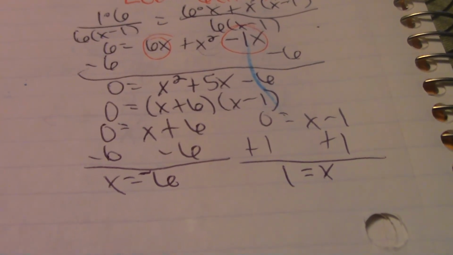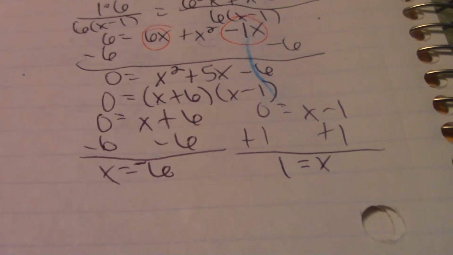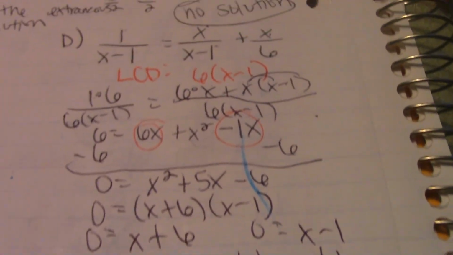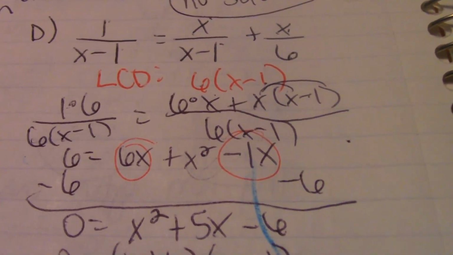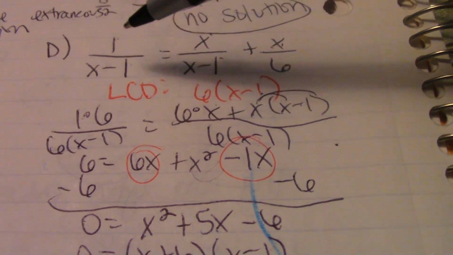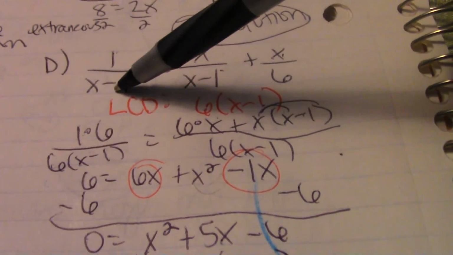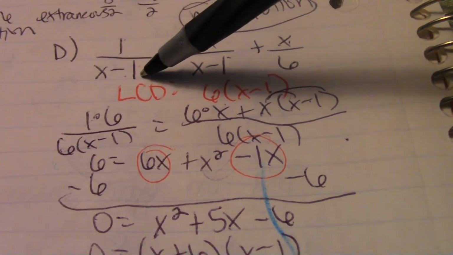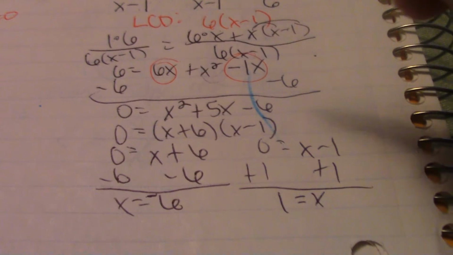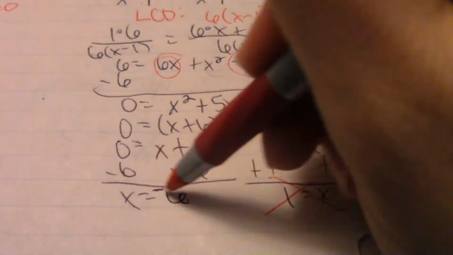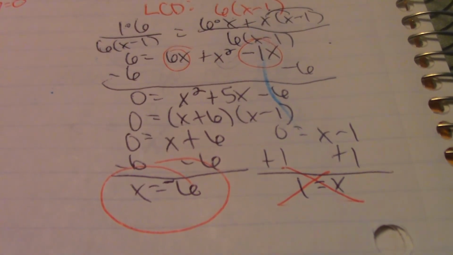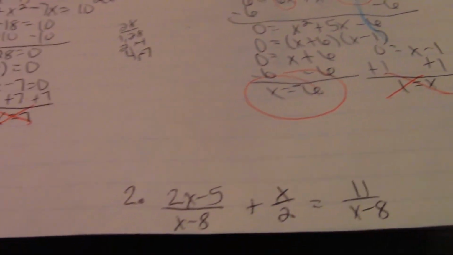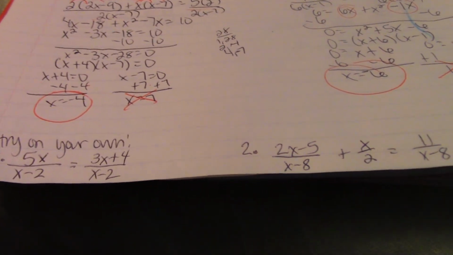So it looks like negative 6 and 1 are our solutions, but let's check for sure. If I plug either one of them back in here, well, negative 6 minus 1 does not give me 0, but 1 minus 1 does. So this is not a solution, but this one is. Try these two on your own.